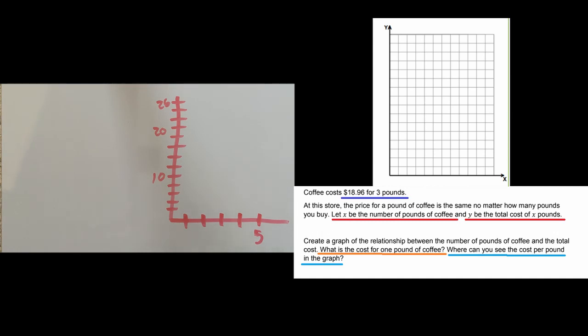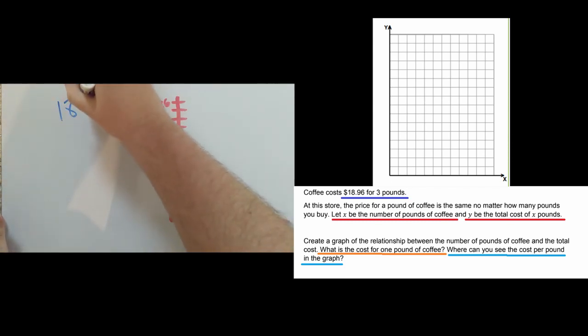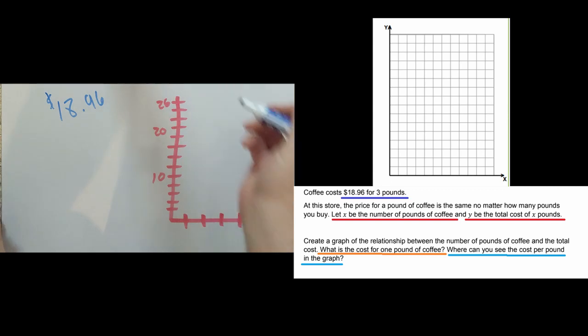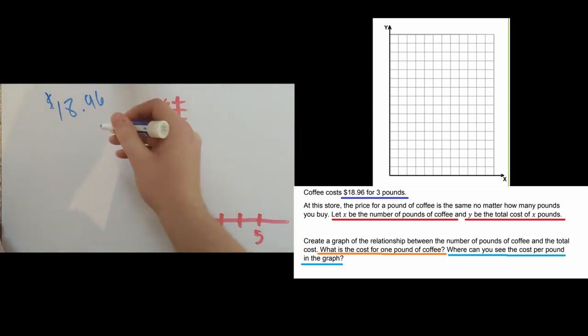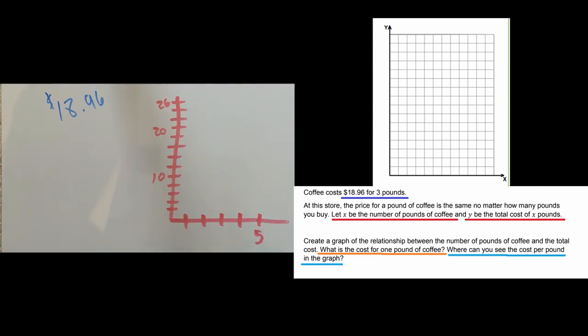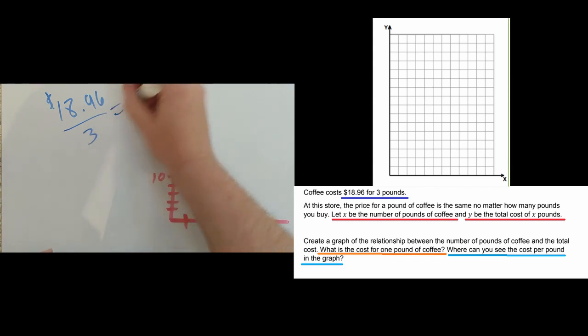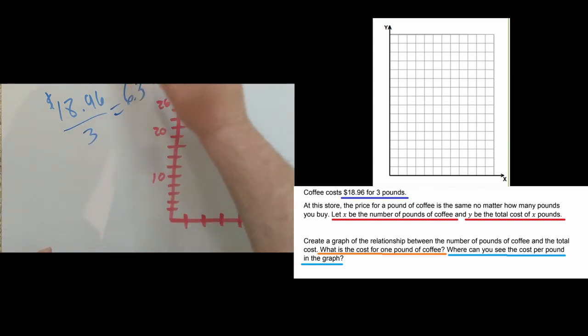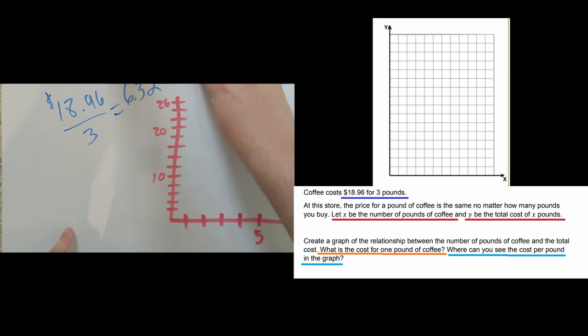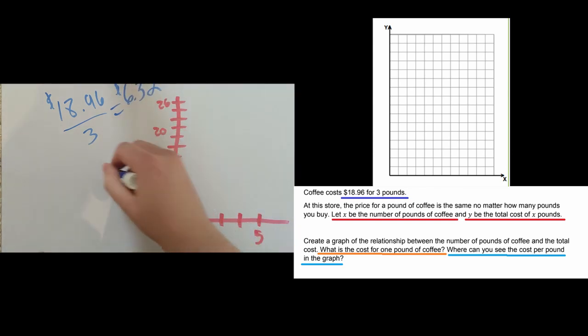So what I want to start with is where it says what's the cost for 1 pound. So if it's $18.96 for 3, just like with last week when we're looking for our unit rate, which remember we can also say is the constant of proportionality. That word will come up as you're looking through things. We just want to divide by how many we have. So divide by 3, and that gets us $6.32. So $6.32 is going to be an important number here. That's our answer for the cost for 1 pound.